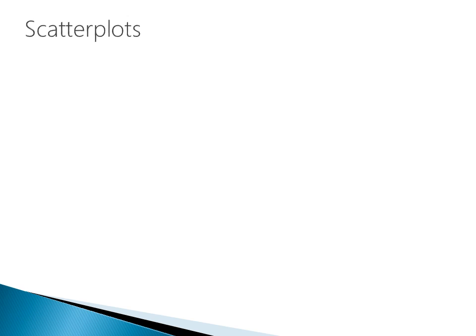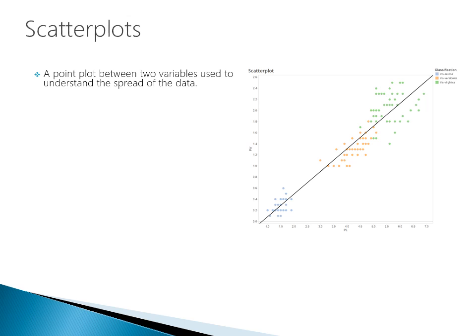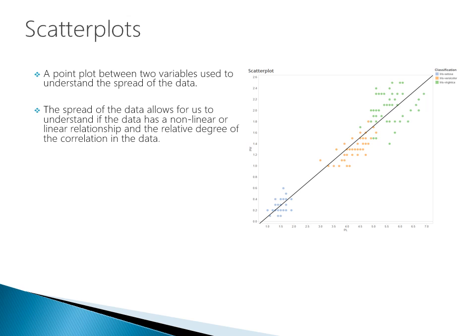Now that we've discussed box plots, histograms, and bar charts, I want to move into another very important tool in the EDA toolkit. These are scatterplots. A scatterplot is a point plot between two variables used to understand the spread of data. The spread of the data allows us to understand if the data has a nonlinear or linear relationship and the relative degree of correlation in the data. This technique can also be used to detect outliers in the data.